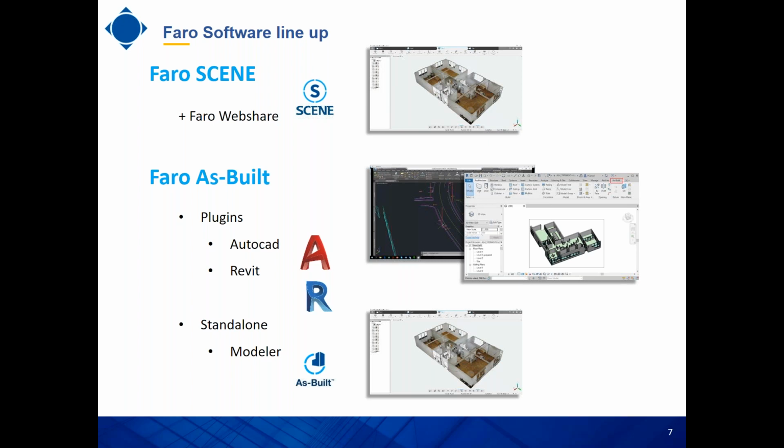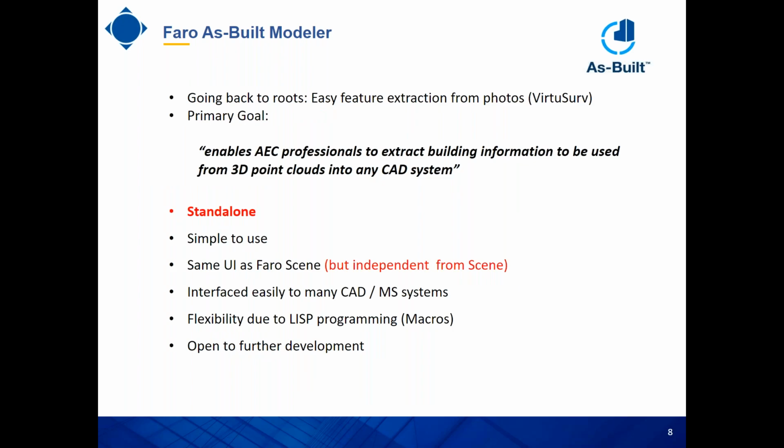Another advantage of Modeler is you can work with images, which brings it very close to Virtuoserve. For those who know a little bit of the history of Qubit, they know the very first software that was developed to let people model around the point cloud without touching the point cloud was Virtuoserve. And Modeler is probably a new version of Virtuoserve, where we can access the images, we can access the point cloud, and interface this user interface to AutoCAD, Revit, etc., as we will explore in a few minutes.